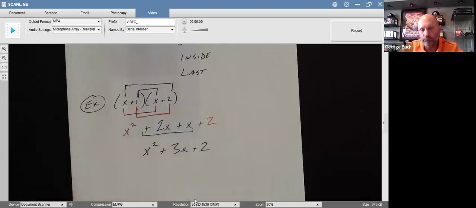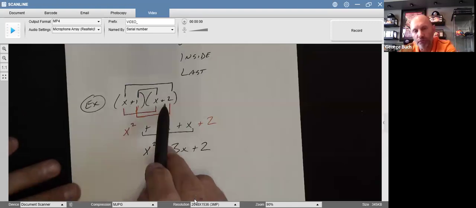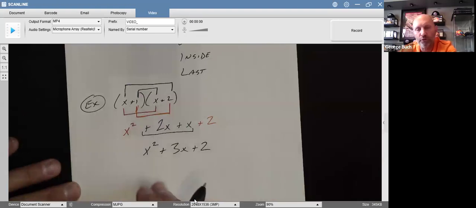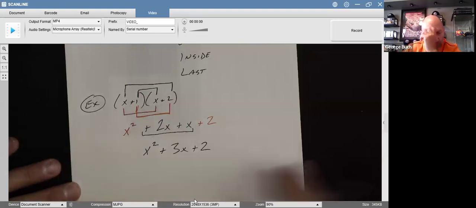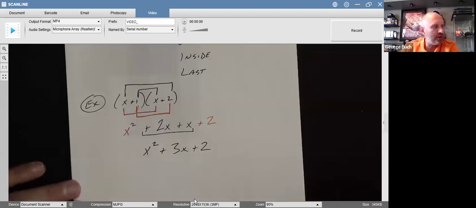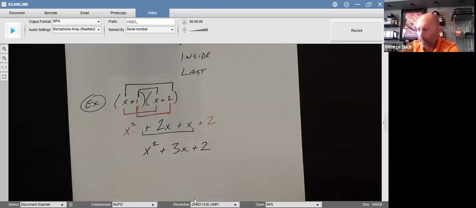And this can be expanded out to any level of distribution. I could have 3 terms here and 3 terms here. So then I just have to do the first term times everything, the second term times everything, the third term times everything, etc. So that's our distribution. That's our foiling.